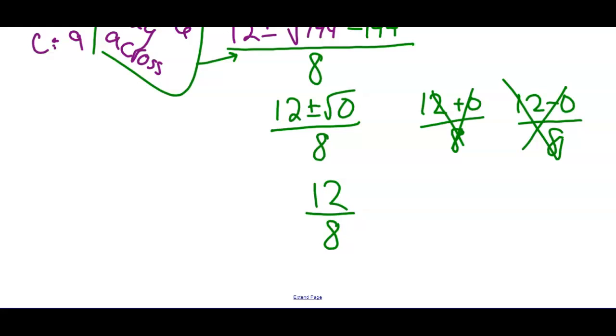I don't want a decimal. What do I want? A fraction. But what kind of fraction? What can I do to this fraction? What can I do to both of these numbers? Simplify. Divided by 2. I could divide by 2. Is there a bigger number? 4. So divide by 4 on both of those. I'm going to get 3 over 2.